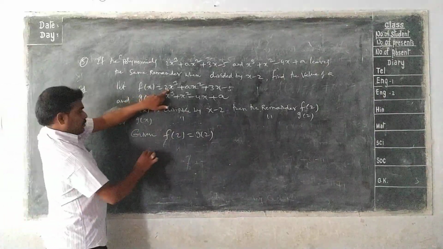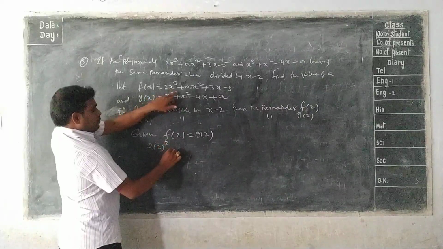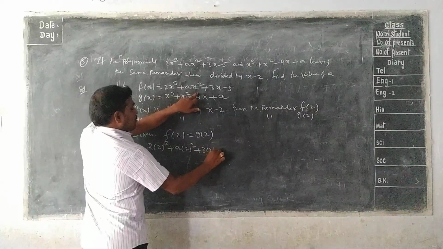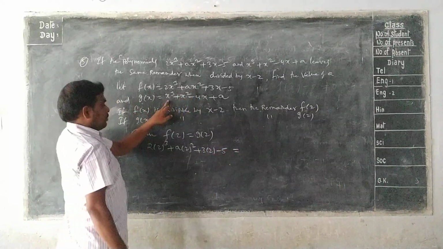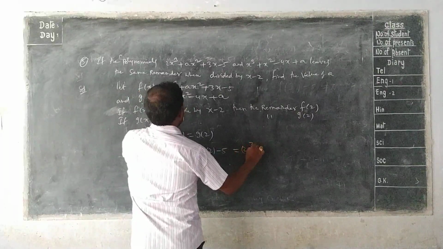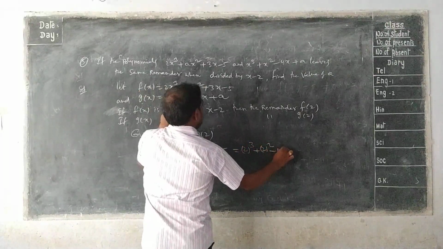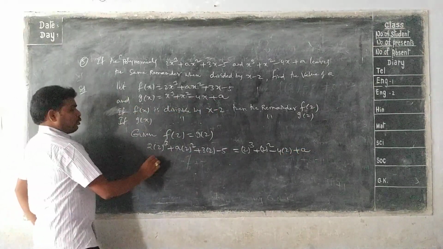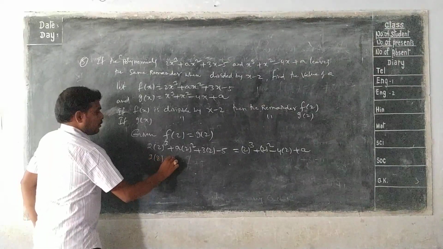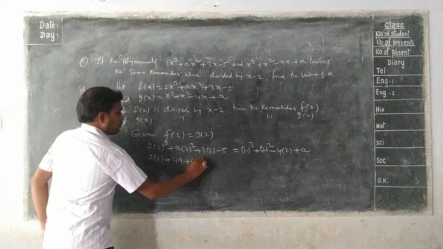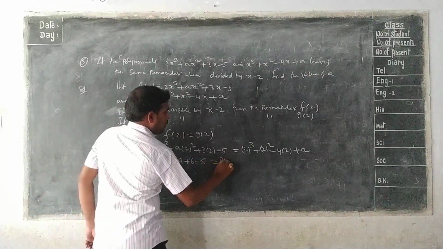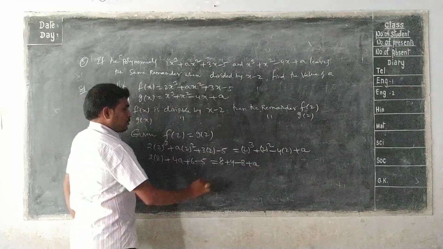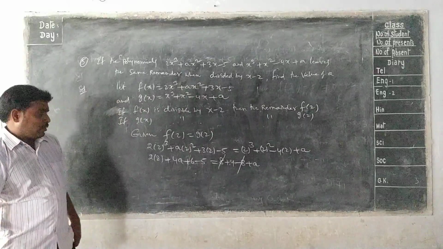So f of 2 means 2 into 2 cube plus a into 2 square plus 3 into 2 minus 5, equal to g of 2: 2 cube plus 2 square minus 4 into 2 plus a. 2 into 8, plus 4a, plus 6 minus 5, equal to 8 plus 4 minus 8 plus a. So plus 8 minus 8 cancel.